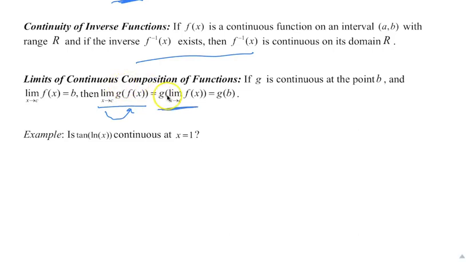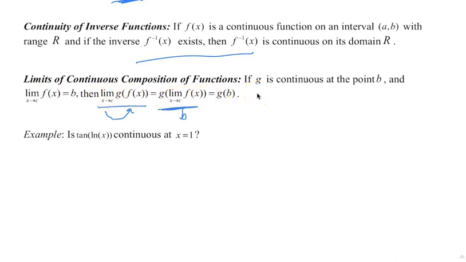It's g of the limit of f of x. And the limit of f of x, we knew from right here, is b. The limit of f is b, so now it's just g of b. So again, all this was saying was, if g is a continuous function, then we know what the limit of f is, and we can just pull the limit inside.